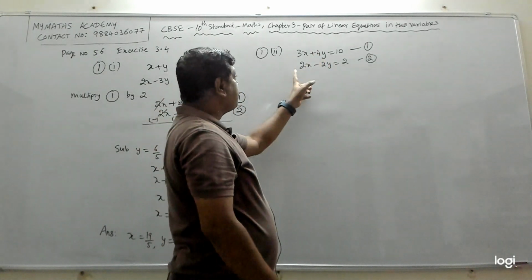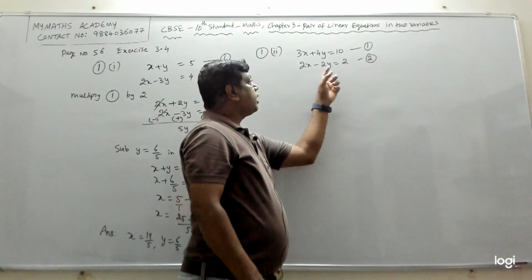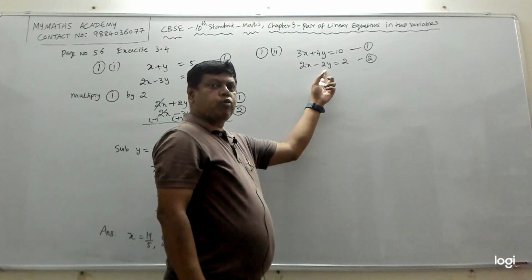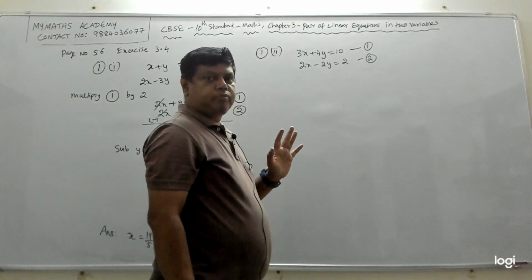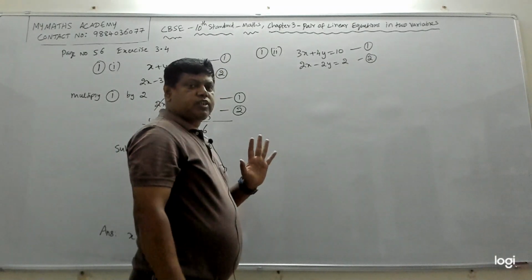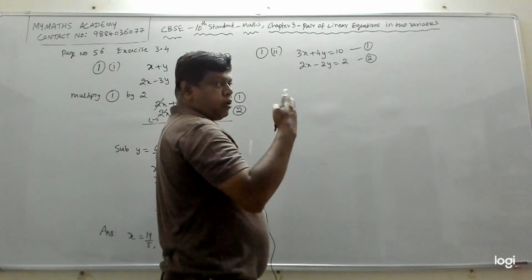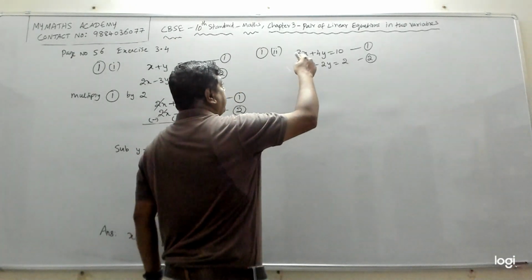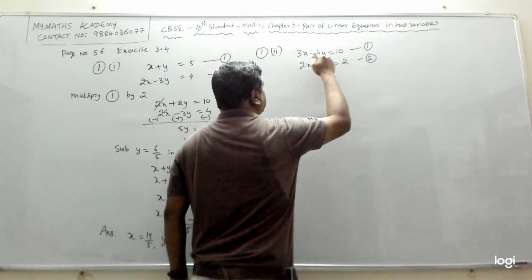So if we multiply the second equation by 2, I'll get minus 4y here. Minus 4 is also okay. The sign can change, but the numerical value should be the same. Or the other way is, we can make the coefficient of x the same. How can we do that? We can multiply this whole equation by 2.